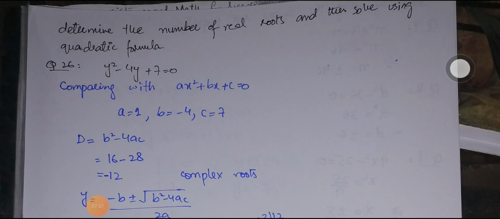Now in the next part of the exercise, we have to determine the number of real roots, and then we have to solve the equation using the quadratic formula. So here we have question number 26. y square minus 4y plus 7 is equal to 0.